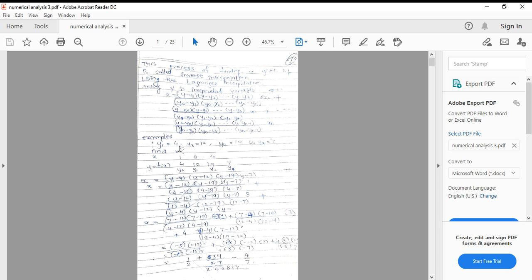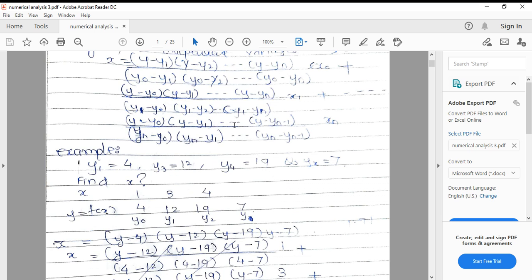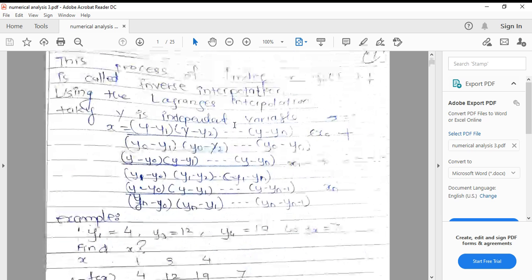But in the case of inverse interpolation, it is very similar to interpolation. The condition is that instead of finding the value of y, here we are finding the value of x. So there is a very simple change: wherever you have x, just replace x by y and y by x in our Lagrange's interpolation formula. The new formula I get is this one. So this is Lagrange's inverse interpolation formula.